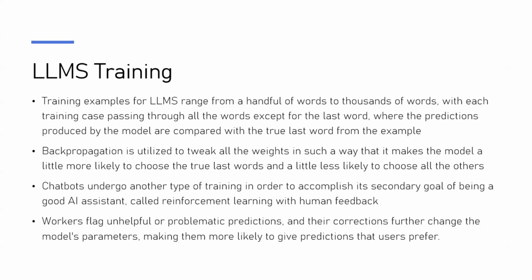Chatbots undergo another type of training in order to accomplish their secondary goal of being a good AI assistant, called reinforcement learning with human feedback. Workers flag unhelpful or problematic predictions, and their corrections further change the model's parameters, making them more likely to give predictions that users prefer.